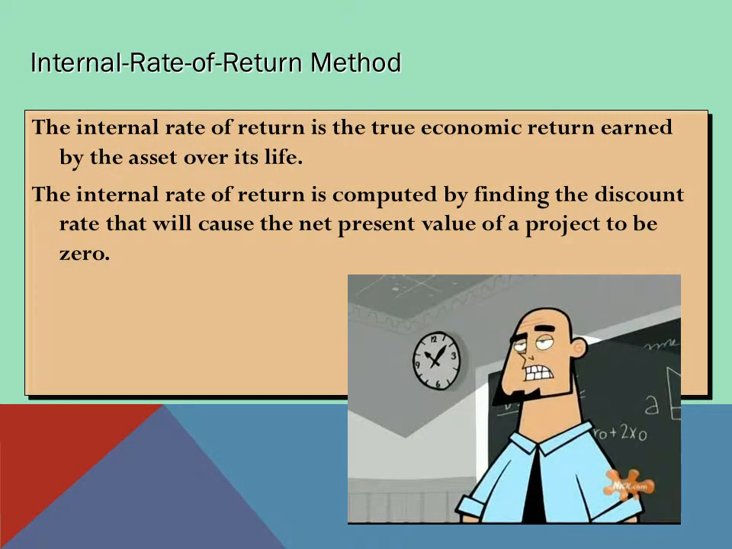An alternative discounted cash flow method for analyzing investment proposals is the internal rate of return method. An asset's internal rate of return, or time-adjusted rate of return, is the true economic return earned by the asset over its life. Another way of stating the definition is that an asset's internal rate of return, or IRR, is the discount rate that would be required in a net present value analysis in order for the asset's net present value to be exactly 0.